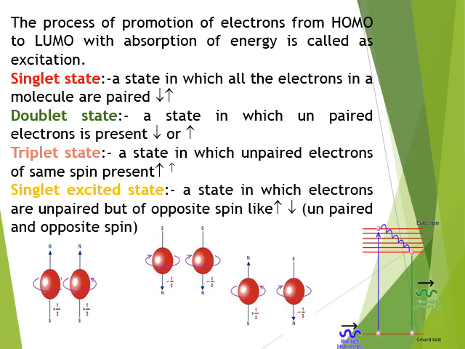So from the ground state, they absorb light and move to a higher energy level. Because they are unstable, they lose energy and come back to the ground state. On coming back, they emit light. When they emit light, it is either in the UV region or the visible region. That is how you know whether it is fluorescence or phosphorescence.